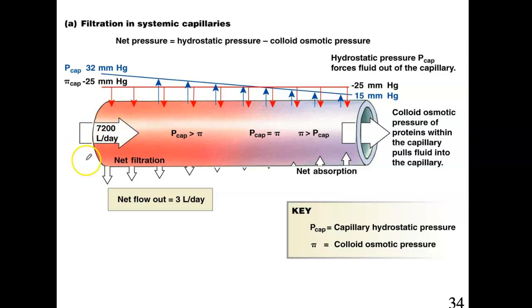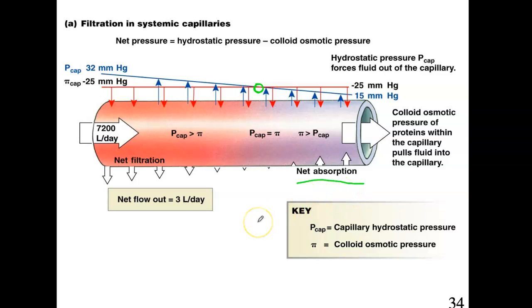The arterial end is very high, and as it travels along, there's going to be net filtration, because that blood pressure is pushing fluid out. It's overcoming the osmotic pressure. But at a certain point, look, here they're equal. And then beyond that, the osmotic pressure is now higher. So at this end, at the venule end, net absorption is what's going on in this capillary.